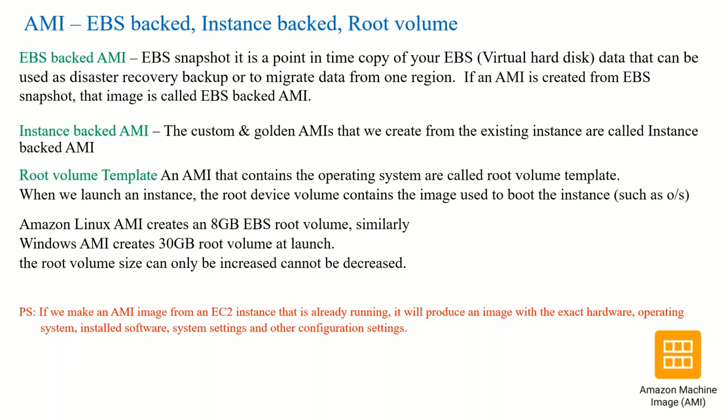The same thing goes with the Windows volume also. So if it is 30 GB, you cannot make it 29 or 20 or 15 GB. It can only be increased. Last but not least, if we make an AMI image from an EC2 instance that is already running, it will produce an image with the exact hardware, operating system, installed software, software configuration settings, etc. This is what exactly happens.